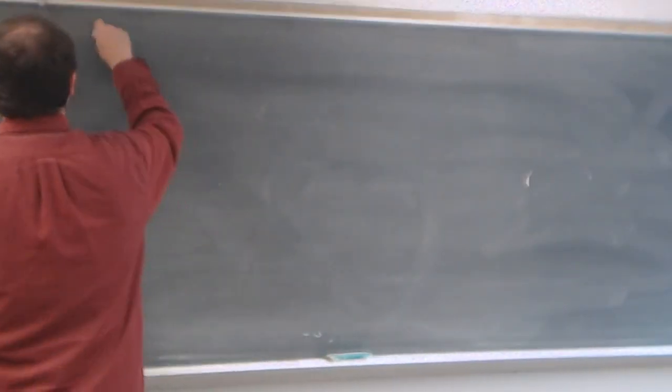Okay, so that's in general a stochastic process. Now we want to move on to what a Markov chain is. So here's its definition.